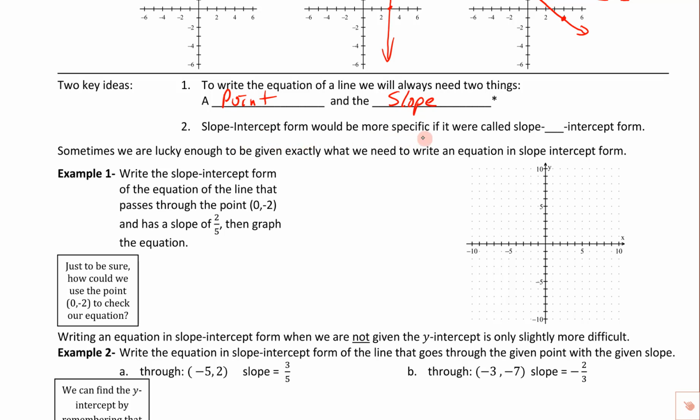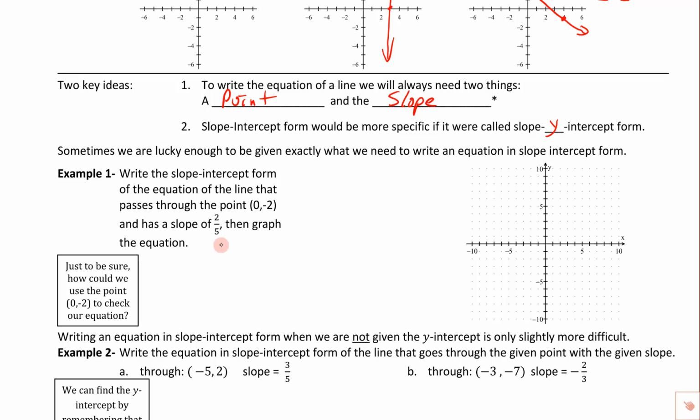Slope-intercept form would be much more specific if we called it slope y-intercept form, and not just slope-intercept form. We could have the point where it crosses the x-axis and different things like that, but this is slope-intercept form. It's specifically talking about where it crosses the y-axis, so make sure you keep that in mind. Now, there are times where we get really lucky, and they are going to give us exactly what we need to write an equation in slope-intercept form.